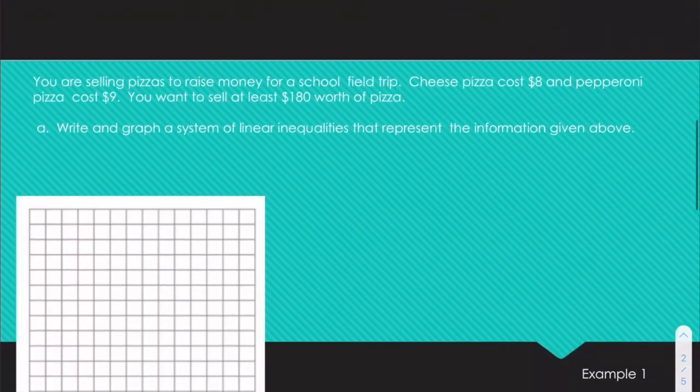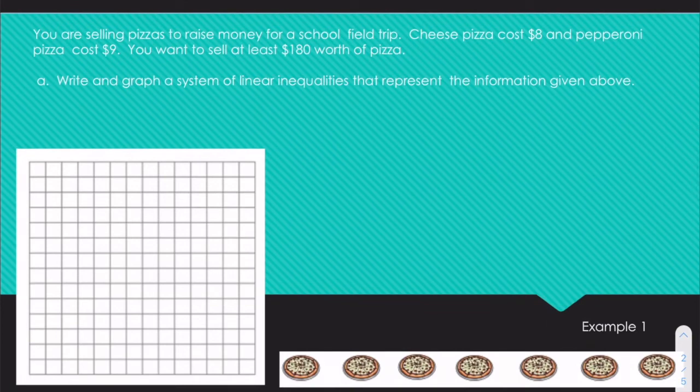And let's go ahead and go into a couple of examples here. So the first example here is you are selling pizzas to raise money for a school field trip. Cheese pizzas cost $8 and pepperoni pizzas cost $9. You want to sell at least $180 worth of pizza. So let's go ahead and say that X is cheese pizza and Y is pepperoni. So if that's the case, we have now X and Y, which are variables, representing the number of cheese pizzas and the number of pepperoni pizzas.